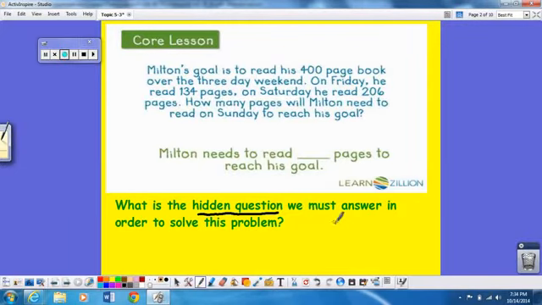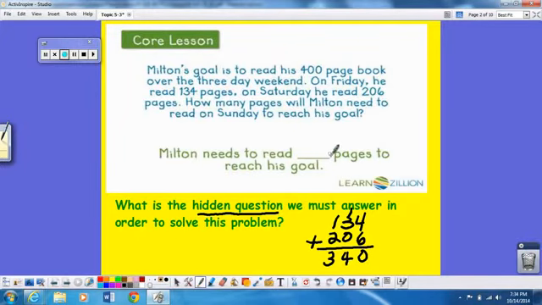So on Friday he read 134, so we'll start with 134. On Saturday he read 206. Now the operation we need to do obviously here is adding because he's already read all these pages. So let's go ahead and add this up. 4 and 6 is 10, 3 and 1 is 4, 2 and 1 is 3. Okay? So we have answered one step in this problem that it didn't specifically ask us to do.